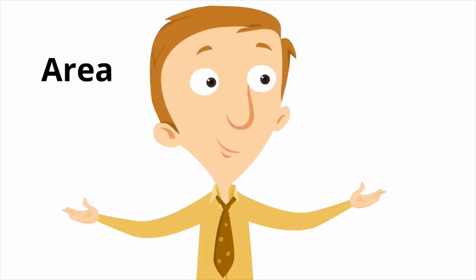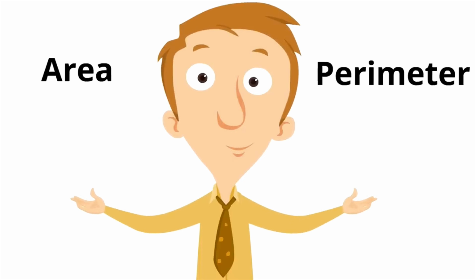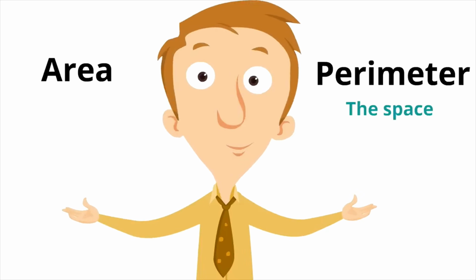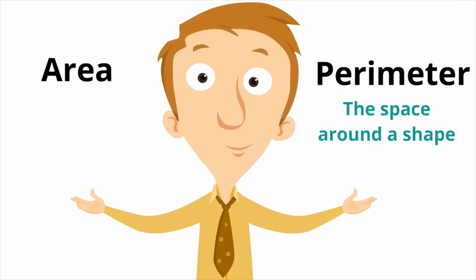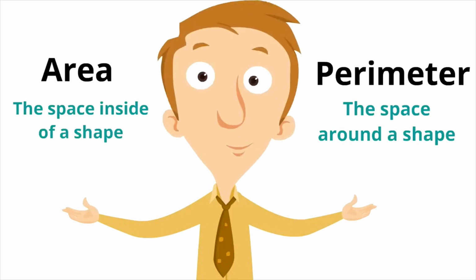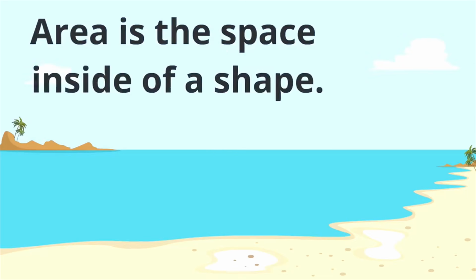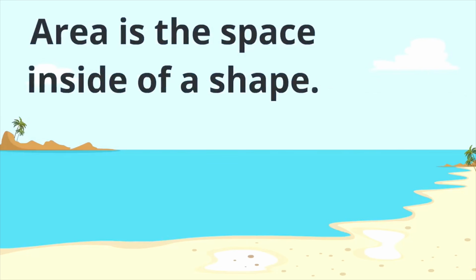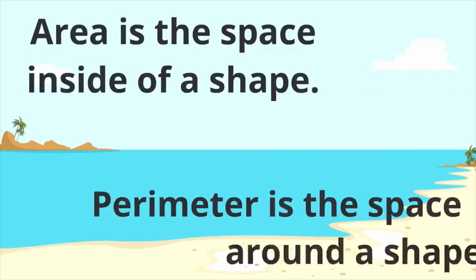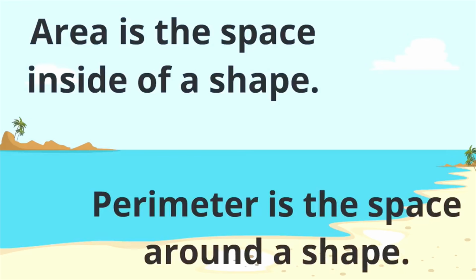Area is very different from perimeter. If you'll remember, perimeter is the space around a shape. Area is the space inside of a shape. Alright, so area is the space inside of a shape, and perimeter is the space around a shape. So they're very different, aren't they? And this video is all about area. We're going to learn how to find the space inside of a shape.